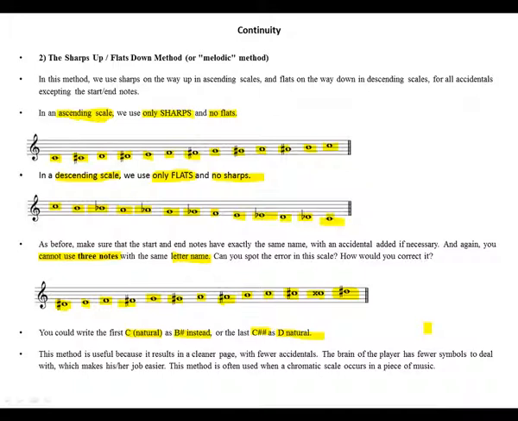This method is useful because it results in a cleaner page with fewer accidentals. The brain of the player has fewer symbols to deal with, which makes his or her job easier. This method is often used when a chromatic scale occurs in a piece of music.